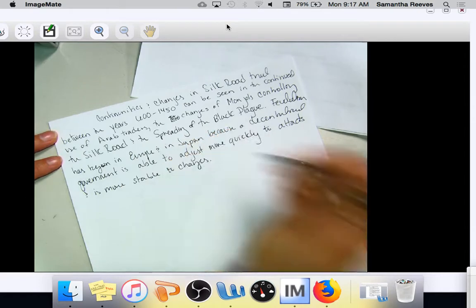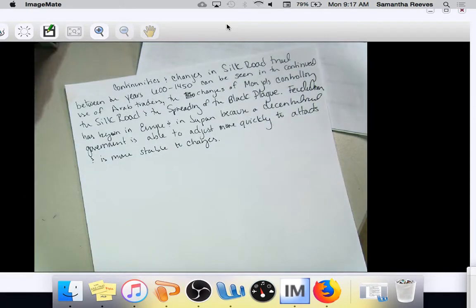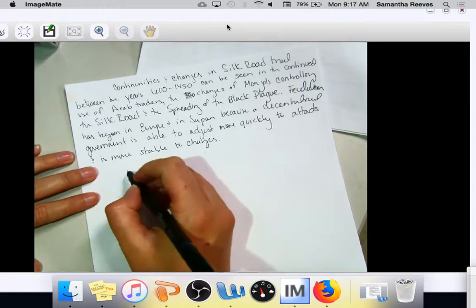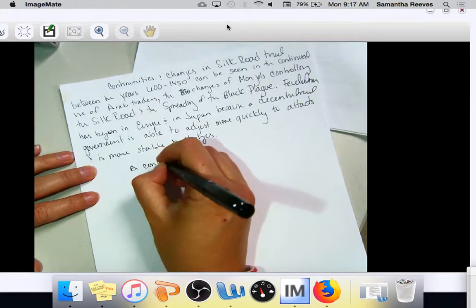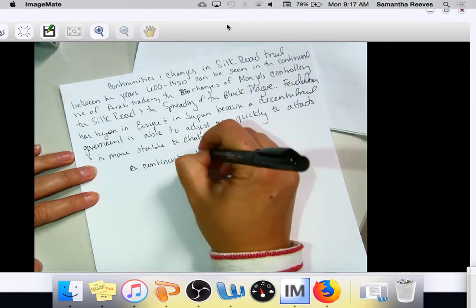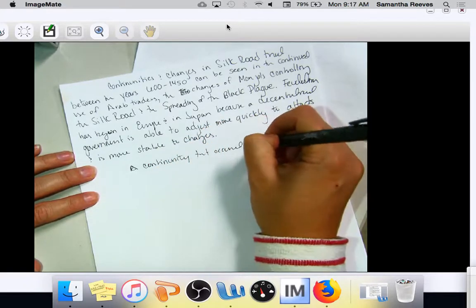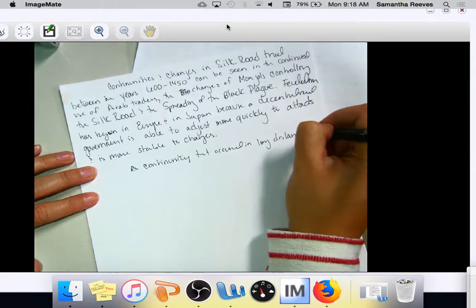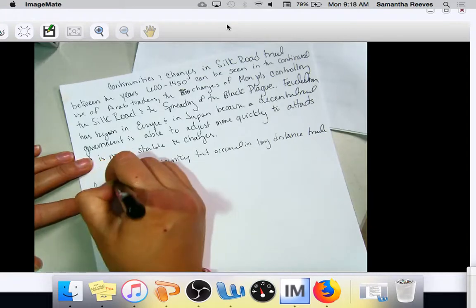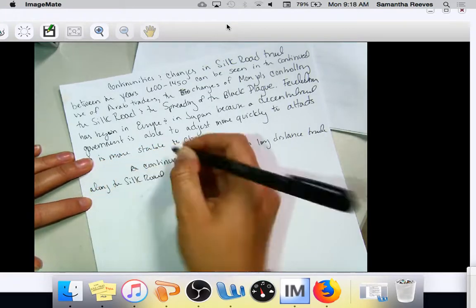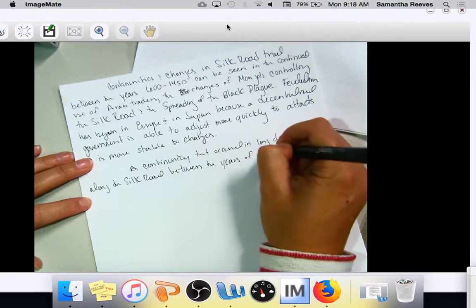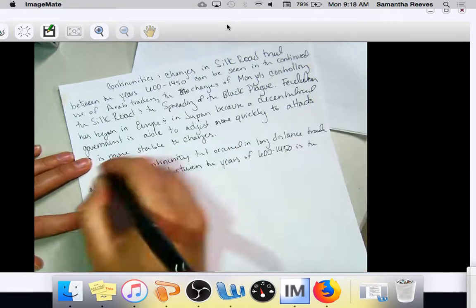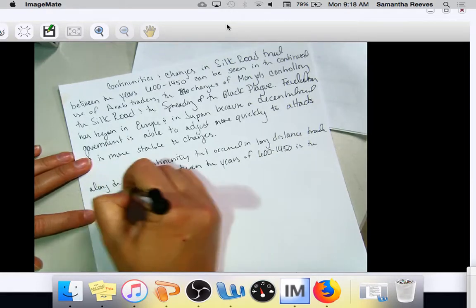Perfect. Done. Okay, so we have our restate, we have listed our continuities and changes, we have contextualization, so our thesis paragraph is done. Skipping to the first content paragraph, restate the prompt. A continuity that occurred in long distance trade along the Silk Road between the years of 600 to 1450 is the continued use of Arab traders.